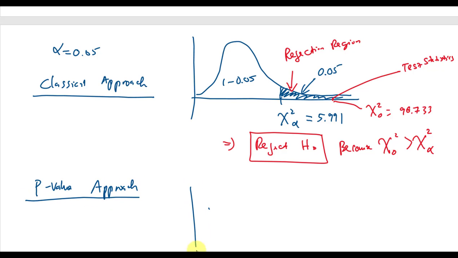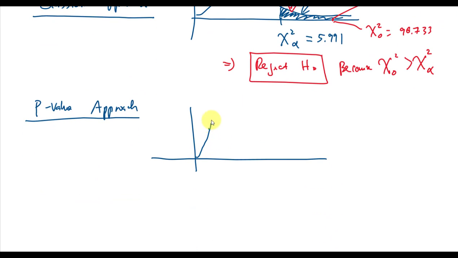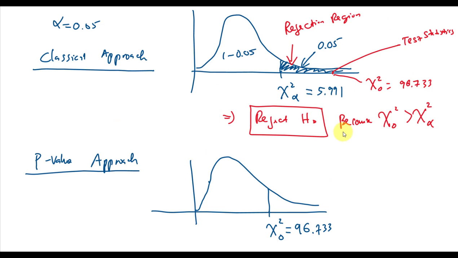and we can draw the same way. My test statistic is right here, 96.733. And I'm looking for the p-value. This is the p-value, and we can use the chi-square CDF functions on the TI-84. So you want to look for this area.